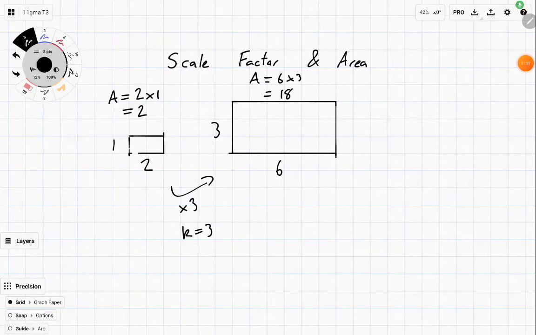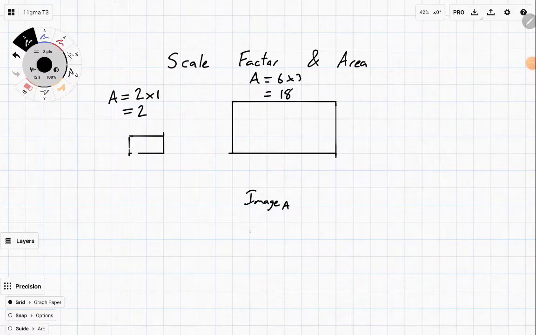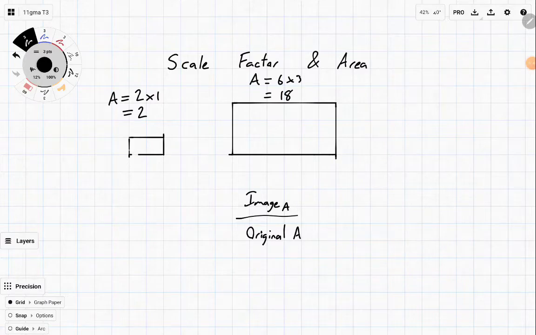Now imagine we didn't know what the side lengths were. Imagine we didn't know what k was, and instead all we knew was that we had a box that had been enlarged, and we knew the image's area and the original area. And imagine now we wanted to find out what the scale factor was. Well, it's not as simple as just dividing the two, because if we divide the two, we're going to get 18 over 2, which is 9, but we already know what the scale factor is, it's 3. So that means that this is going to be useful, but not entirely useful.